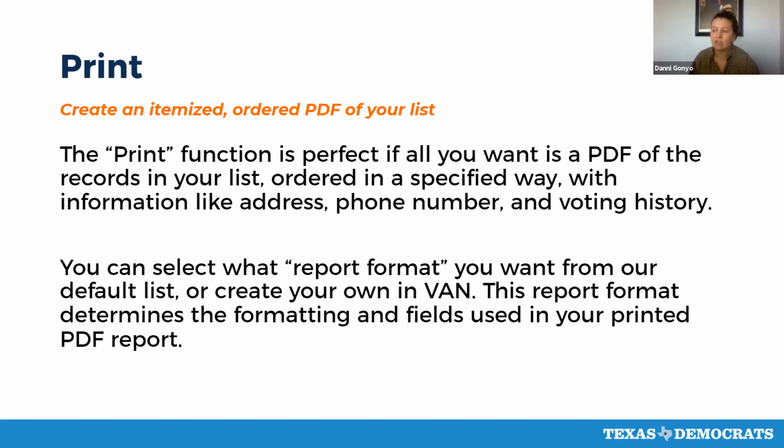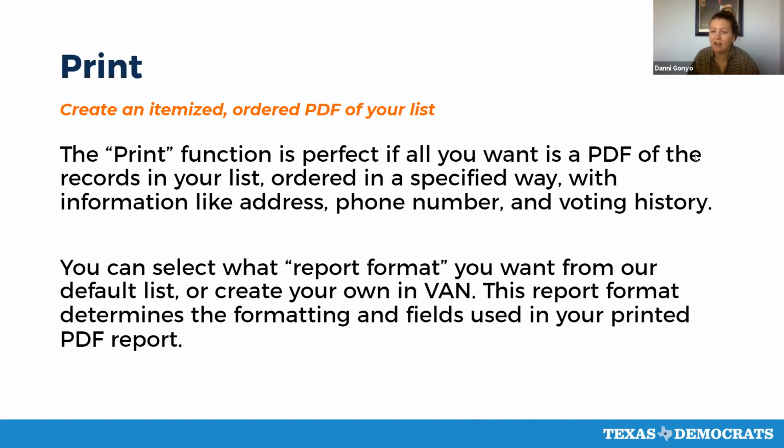You can select the report format you want, which is basically just the formatting for the PDF. We have some defaults in VAN already that are shared with all the VAN committees, and you can also create your own within VAN if you're above, I believe, a Texas 4, Texas 5. And this basically just determines the formatting and the fields that are used in your printed PDF report.